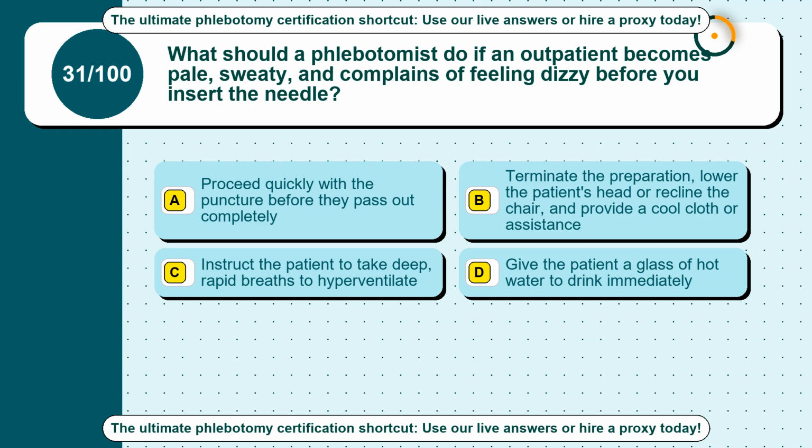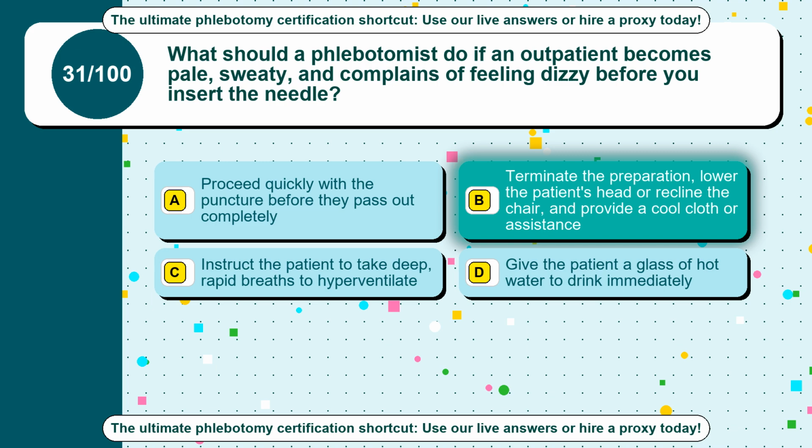Option C. Instruct the patient to take deep, rapid breaths to hyperventilate. Option D. Give the patient a glass of hot water to drink immediately. The correct answer is option B. Terminate the preparation, lower the patient's head or recline the chair, and provide a cool cloth or assistance.